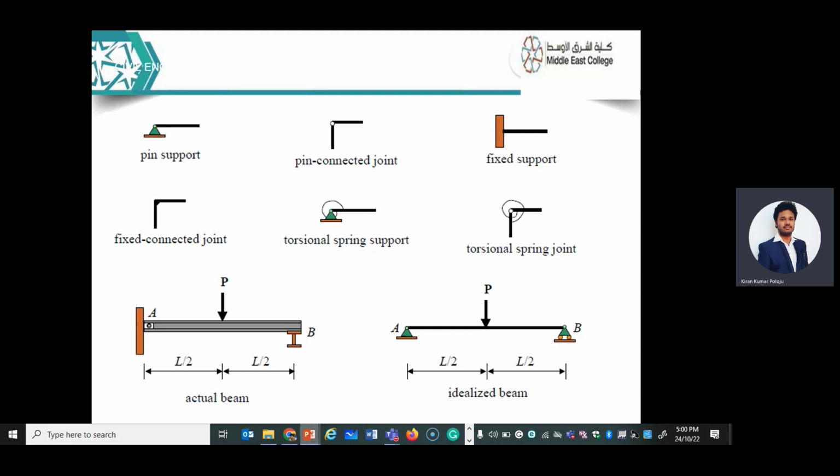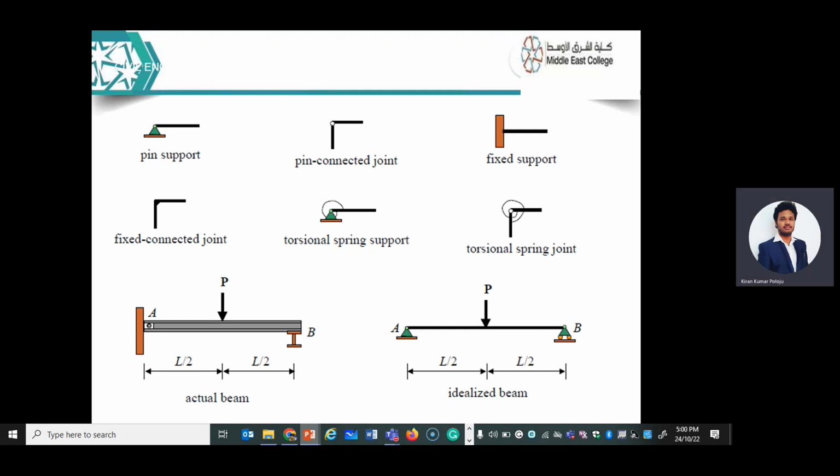Generally, cantilever beam means one side fixed, other side free. In some cases, if there is a support, one side fixed, other side having support, then it is called propped cantilever. If there is no support, then it is called cantilever.